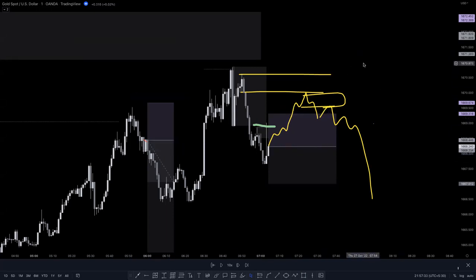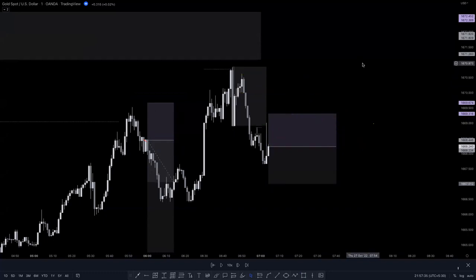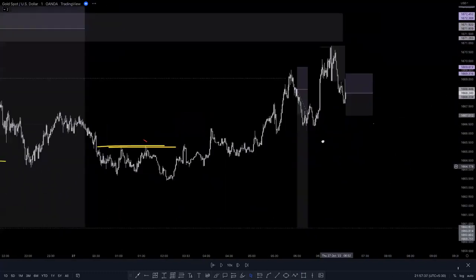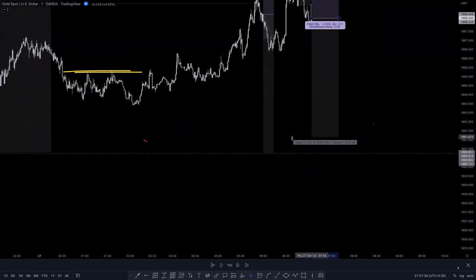So let's see what happens next here. And the target will be the same here. Which one is here?